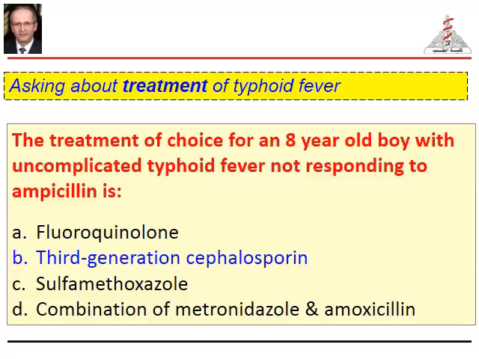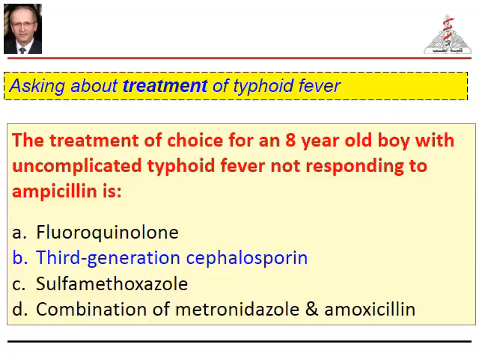Sulfamethoxazole should be combined with trimethoprim. It cannot be used alone. The child who did not respond to ampicillin will not respond to amoxicillin as well. And the correct answer is 3rd generation cephalosporins.